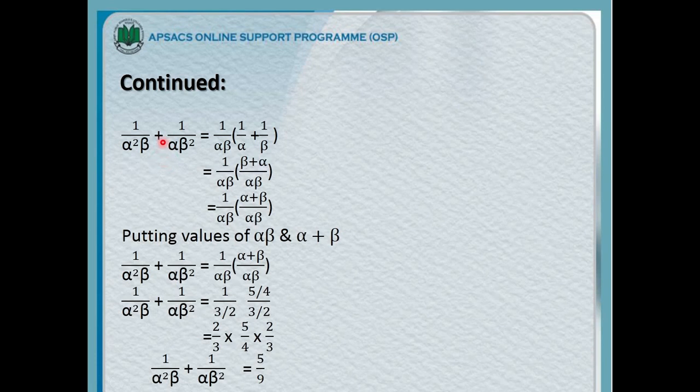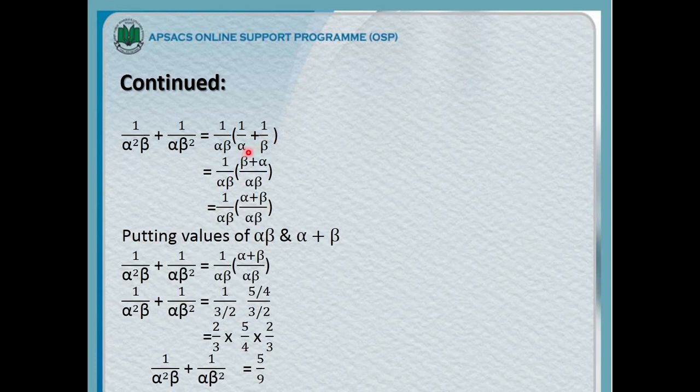Students, we are required to find out the value of 1 upon alpha square beta plus 1 upon alpha beta square. We can take something common from the denominators, and alpha and beta are common in both the terms. So 1 upon alpha beta is taken as common. So in the bracket, we get only 1 upon alpha plus 1 upon beta.